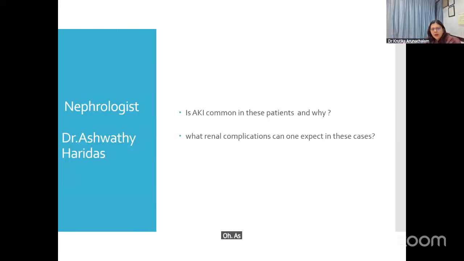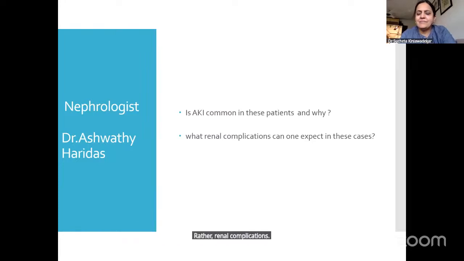Ashwati ma'am, is acute kidney injury common in these patients? Or rather renal complications? Is she I think there? Ashwati is left. No, Ashwati just left, I think, some time back. I think.